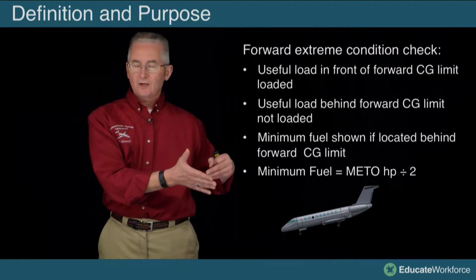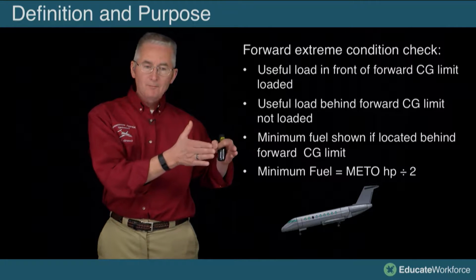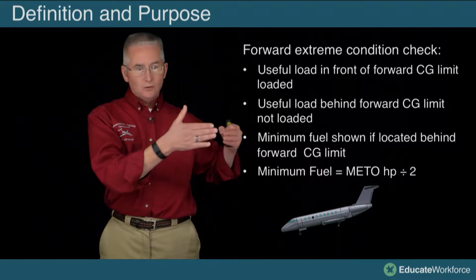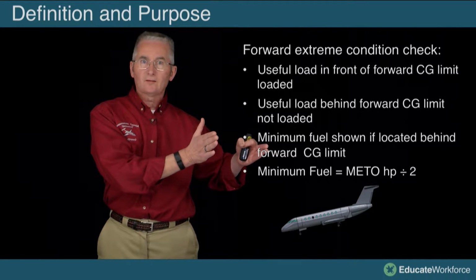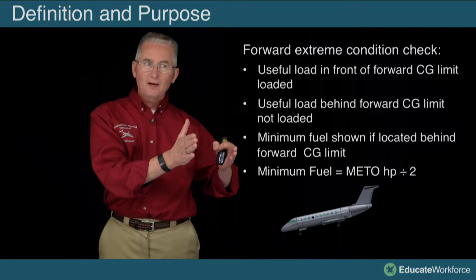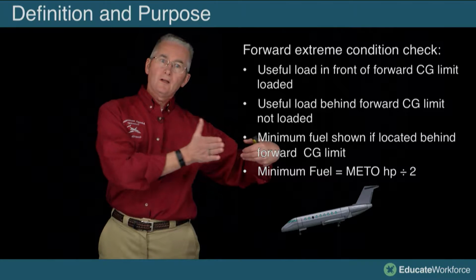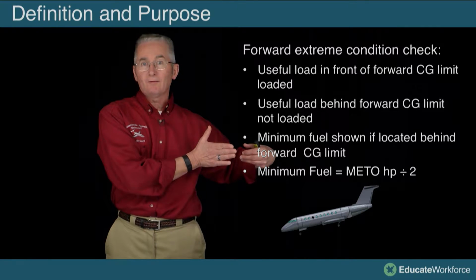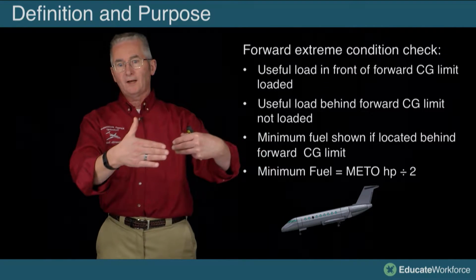And METO fuel is calculated by taking the maximum except takeoff horsepower of your engine. We calculate that, and the type certificate data sheet is going to give us that data and tell us exactly what it is. We divide that by 2, and that's going to be the number of pounds of fuel that we're going to put behind the center of gravity, assuming you have to put any back there. That's going to be the minimum. That gives you 30 minutes of fuel to fly that airplane.